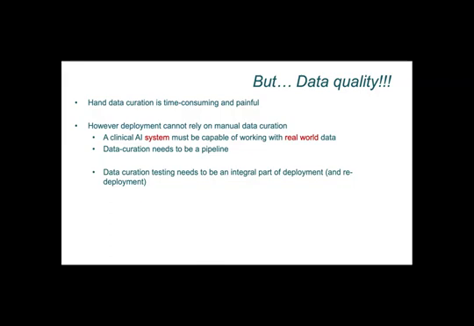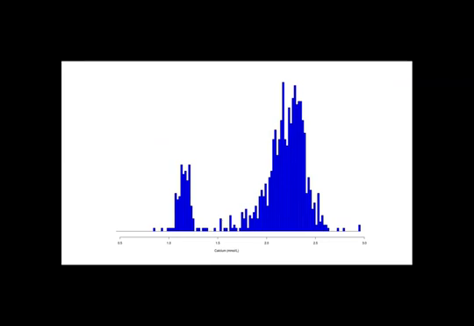Of course, your deployment will never be able to rely on manual data curation, because your final system will just have to take the data that comes out of the electronic health record. So your AI system has to be capable of working with real world data. There will be some data cleaning and curation, but it needs to be a pipeline. And the data curation testing and sensitivity analysis needs to be an integral part of your development and redevelopment, because you cannot guarantee you will end up with the same results with different quality data.